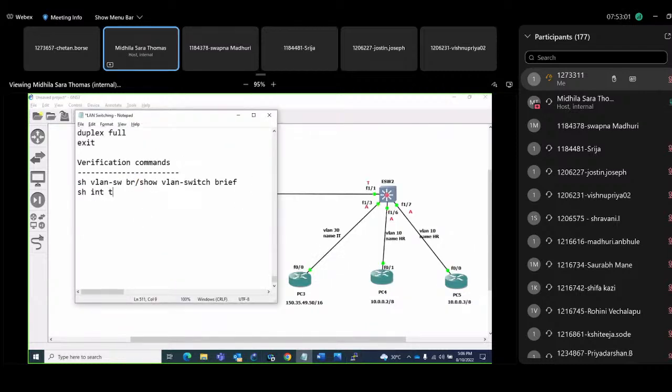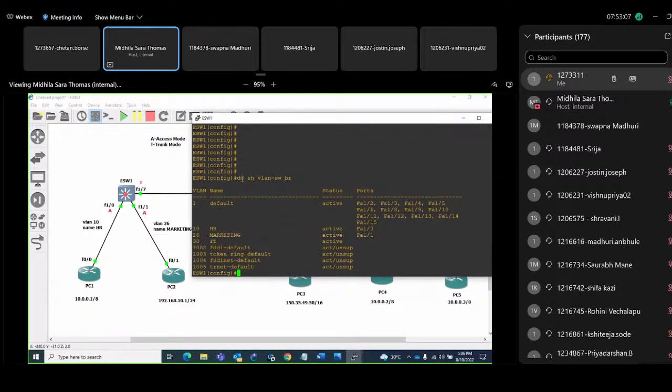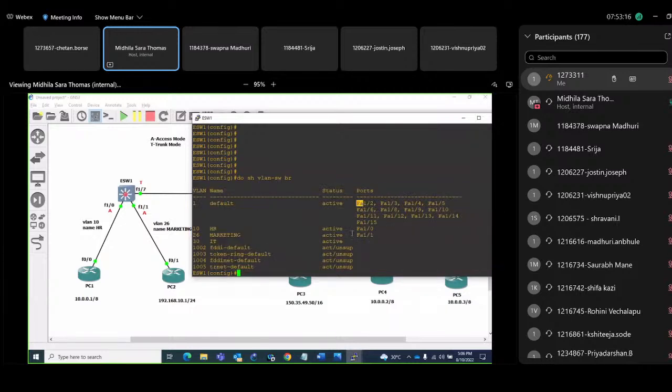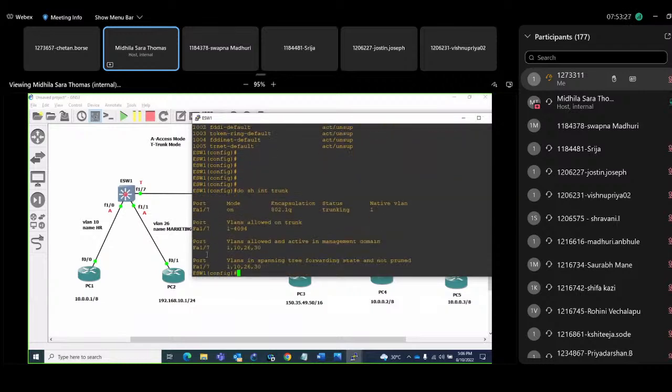The next command, show int trunk, shows the interfaces which are in the trunk mode. So the command show VLAN switch brief shows the interfaces which are in the access mode, and to which VLAN they belong. Now, how can I see the interfaces in trunk mode? Give the command do show int trunk. Now tell me, do you see F1/7 here?